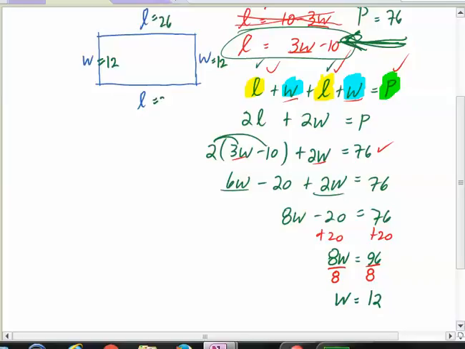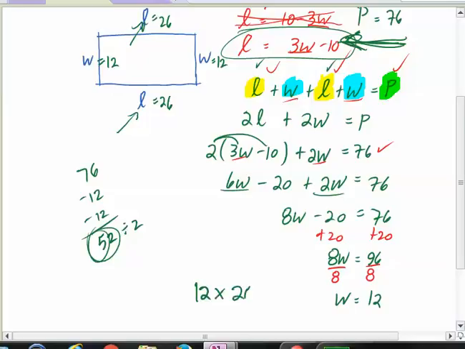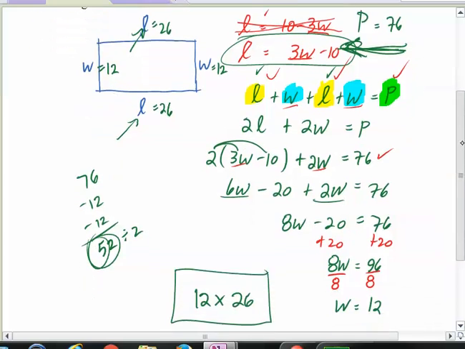We could also do this. We know that the whole thing has to be 76, so we could say 76 take away 12 twice, that's equal to 52. If I divide 52 by 2, in other words, there's 52 inches to split between the two lengths, and that gives me 26 for each of those lengths. So the dimensions: this is a 12 by 26 rectangle. So that's me answering the question fully. Okey-doke. Thanks for listening.